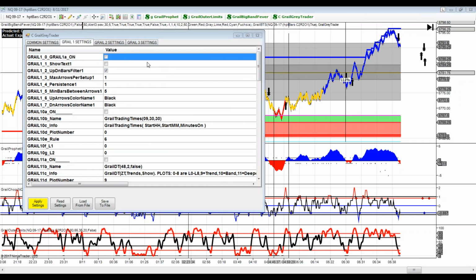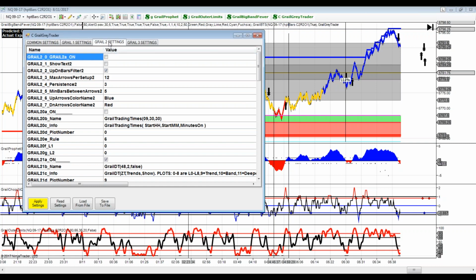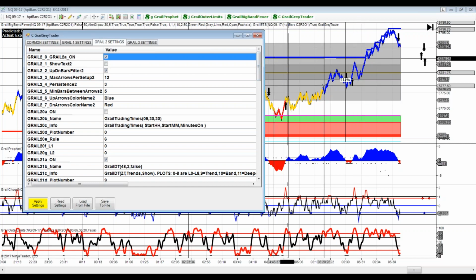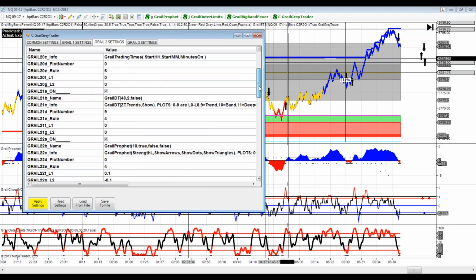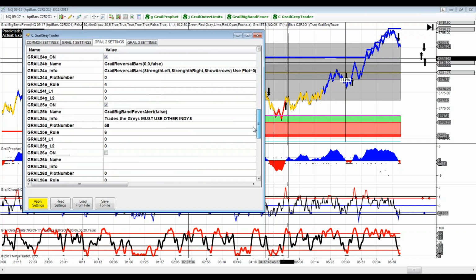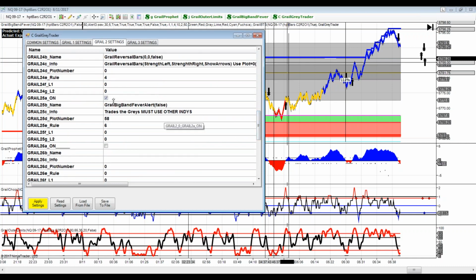So for the purposes of this video, I'm going to turn off Grail 1. I'm going to go to Grail 2. I'm going to turn it on. All right. Now typically, in order to trade Grail 2 in the gray area, the first thing you need to do is turn on the Grail Big Band Fever Alert. Trades the grays, must use other indicators, so that's on.